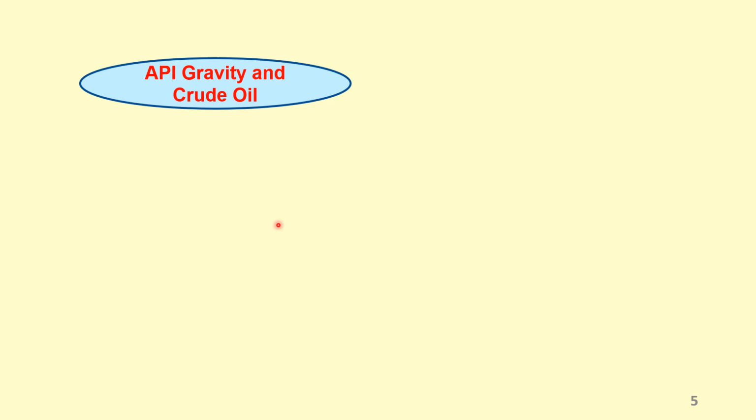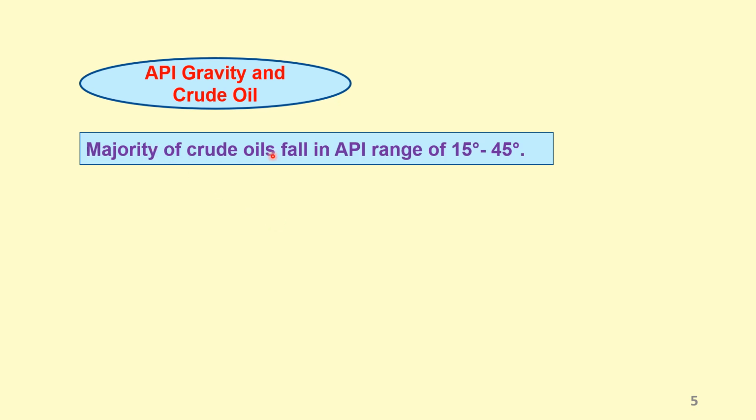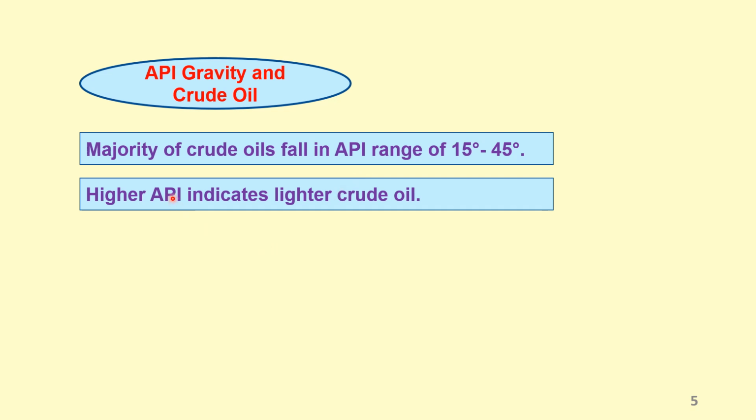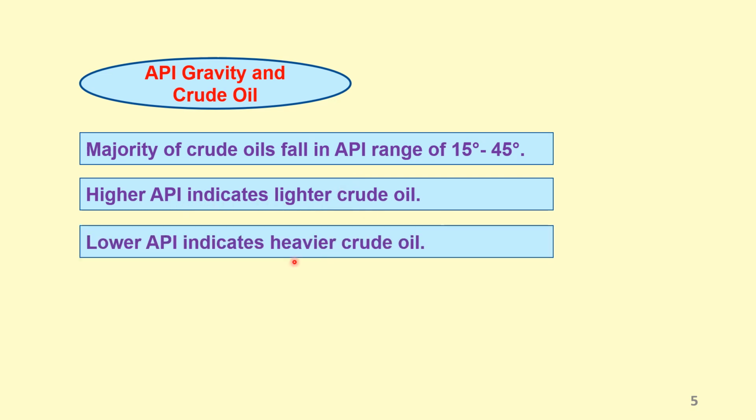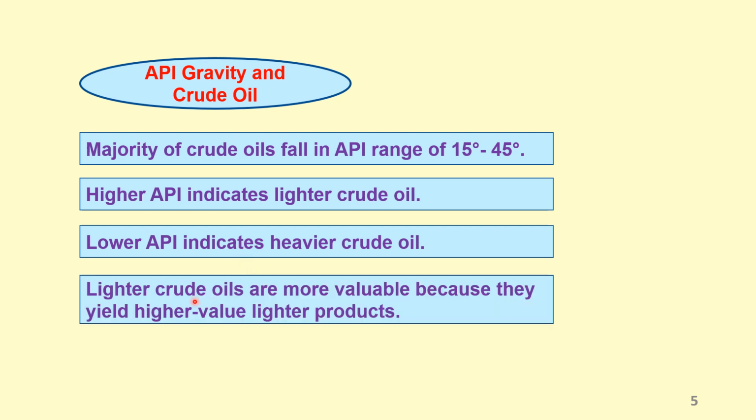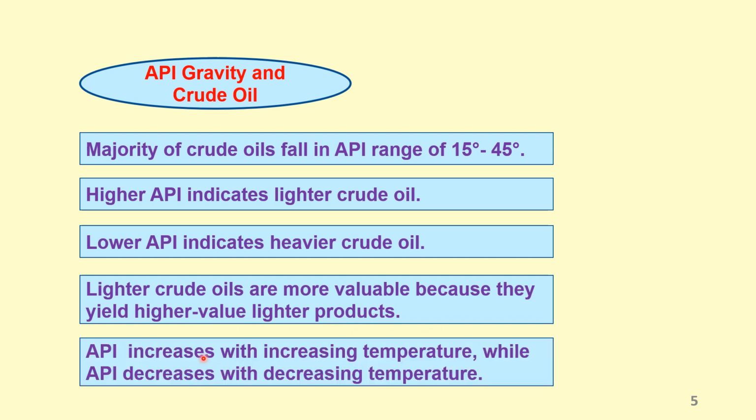API gravity and crude oil. The majority of crude oils fall in an API range of 15 to 45. Higher API indicates lighter crude oil. Lower API indicates heavier crude oil. Lighter crude oils are more valuable because they yield higher value, lighter products. API increases with increasing temperature, while API decreases with decreasing temperature.